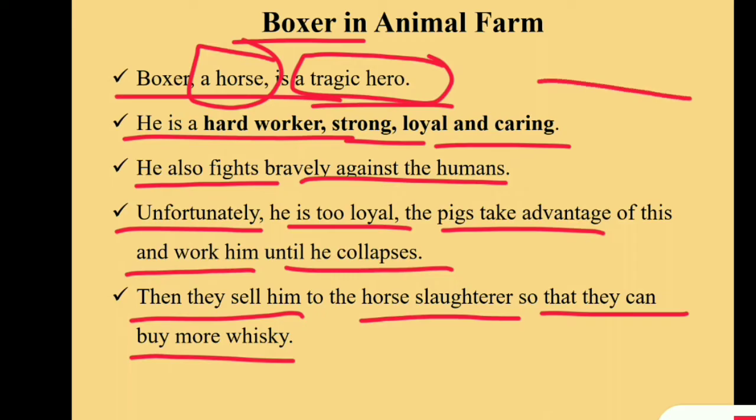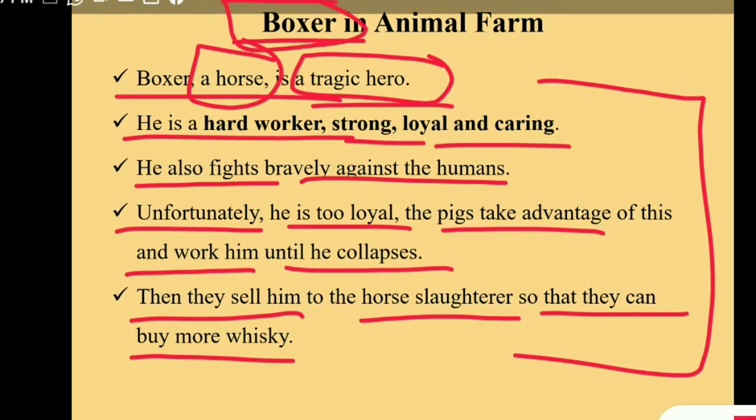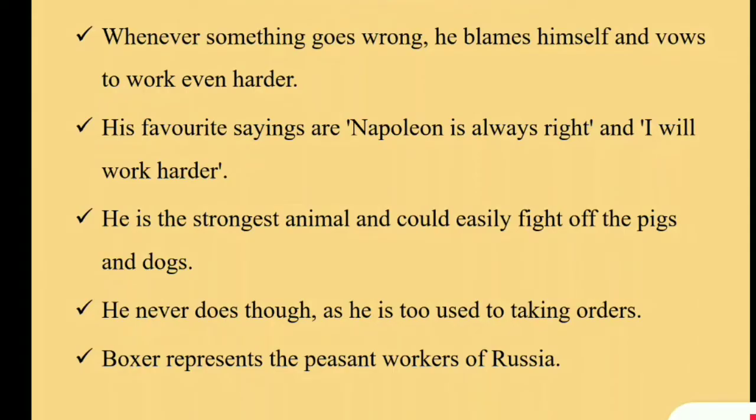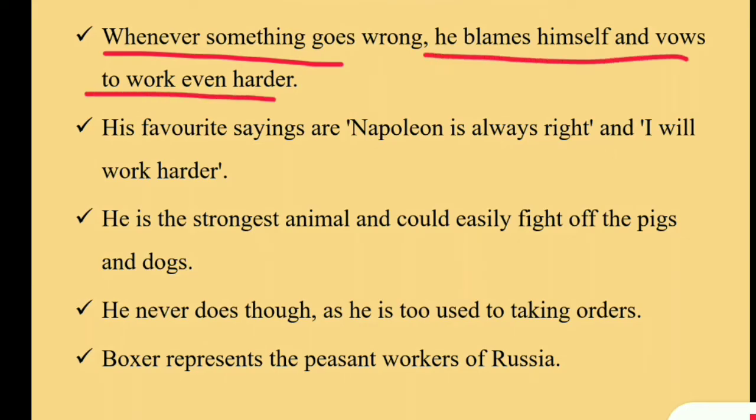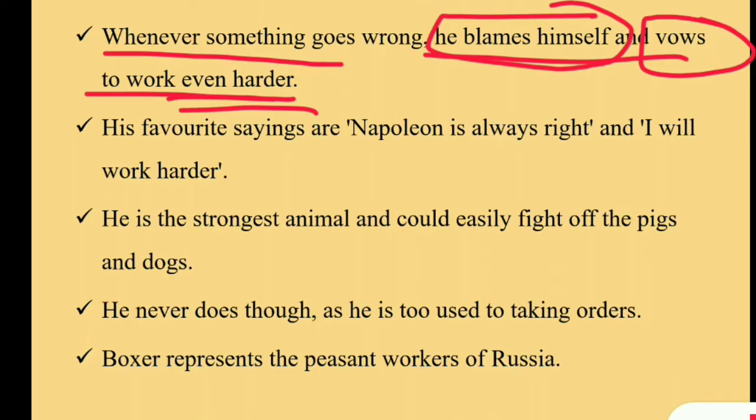This is the condition of common people. They work wholeheartedly and eventually they are the ones who have to suffer till the end. So this is reflected in the novel by Boxer, who was a horse. Further, whenever something goes wrong, he blames himself and vows to work even harder. Here, he represents a true sense of human being, because this is the main trait of human beings, right? To blame ourselves if we have done anything wrong. This is reflected by Boxer in the story, and he promises to work even harder. Okay, this is another essential trait of human beings, which is reflected by Boxer.